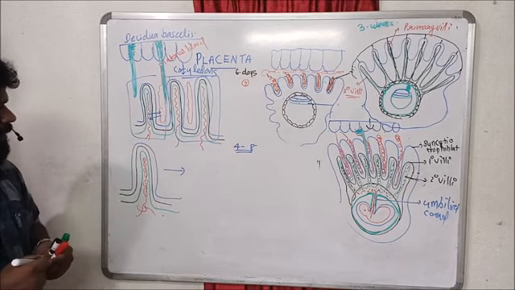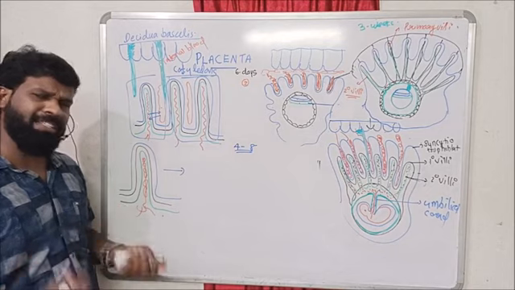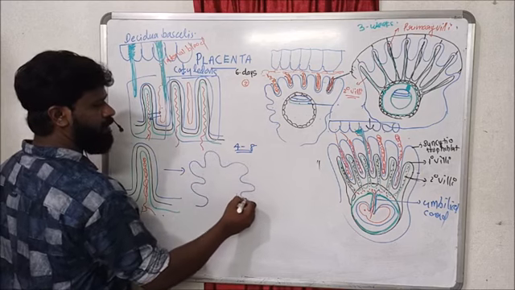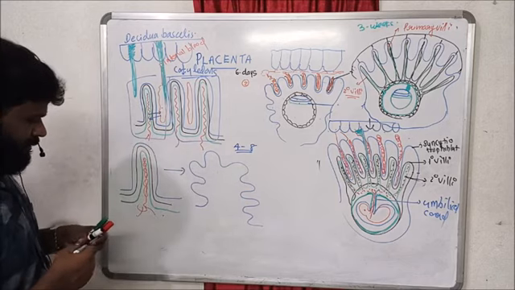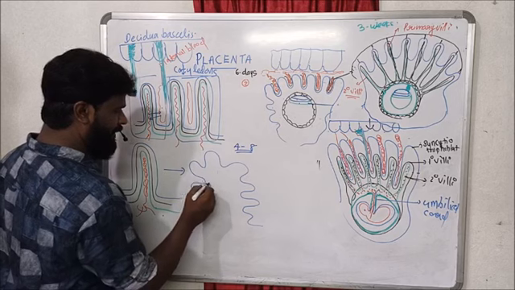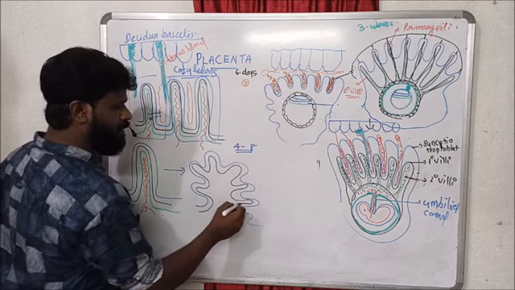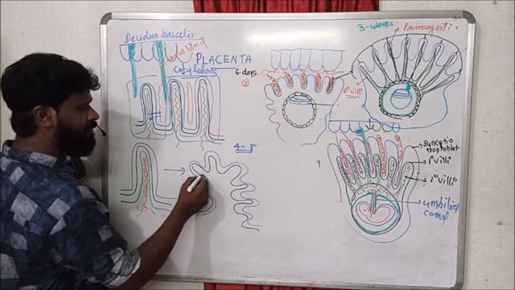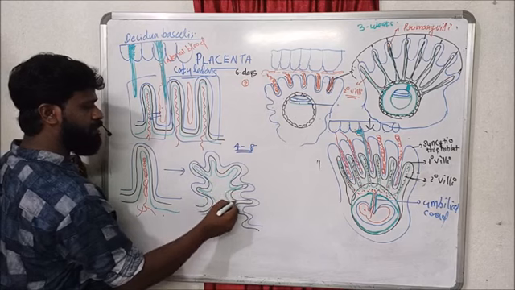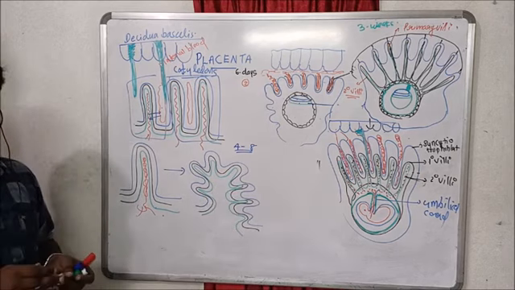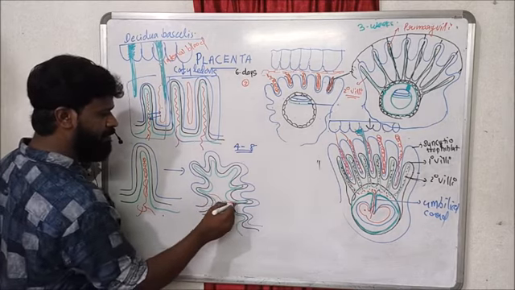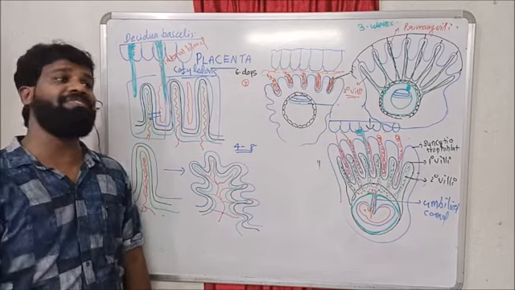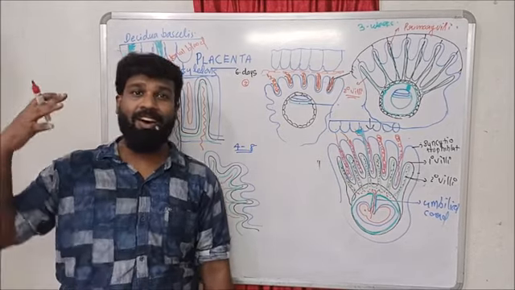The change is branching of the villi. See this, it's the syncytial trophoblast. It contains the primary villi formed from the cytotrophoblast, and the secondary villi formed from the extraembryonic mesoderm, which is rich in blood vessels. So the blood vessels become more folded and branched. What happens? The surface area of the villi increases.